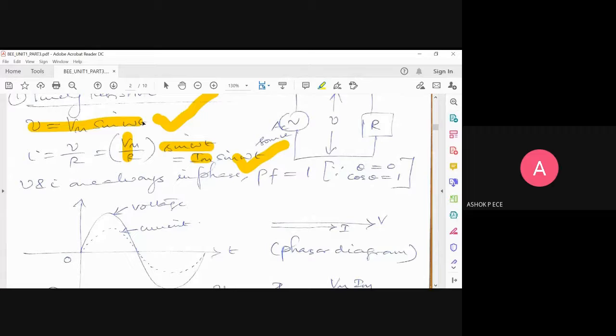V = Vm sin ωt. I = Im sin ωt. So what is the phase angle between the two? Zero. Zero degrees, and cos 0 is going to be 1. Yes, the explanation is correct. So I can always say in a resistor, voltage and current are always in phase. In phase means the angle is 0, power factor is 1. So PF equals 1 because theta is 0.